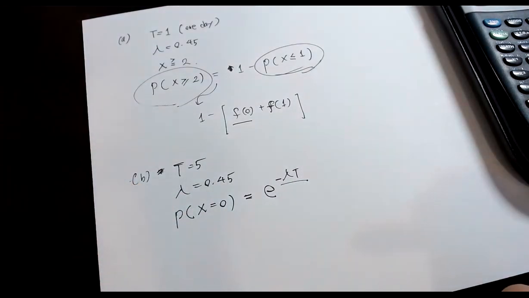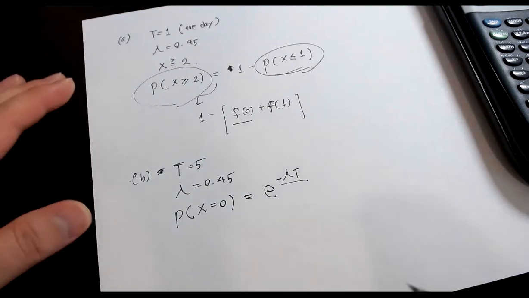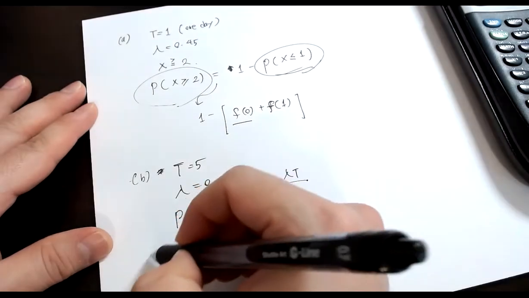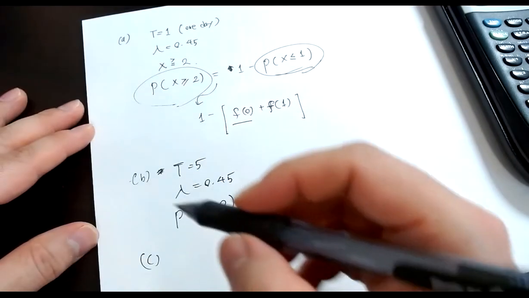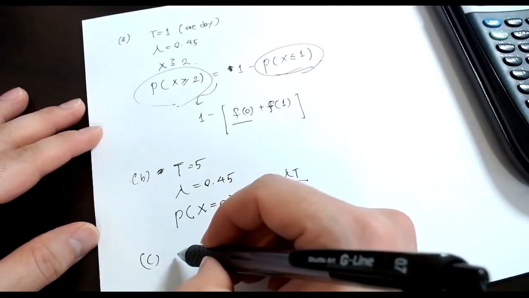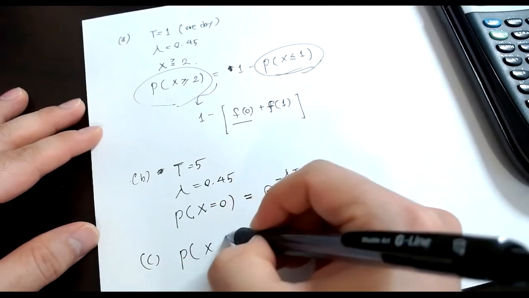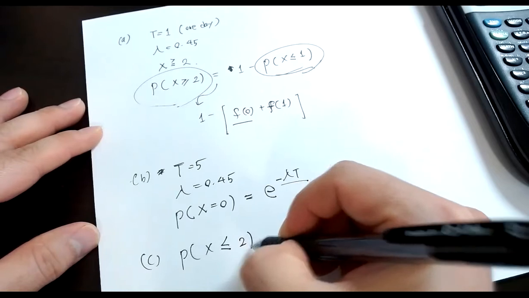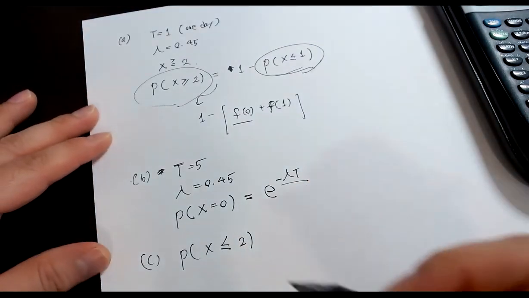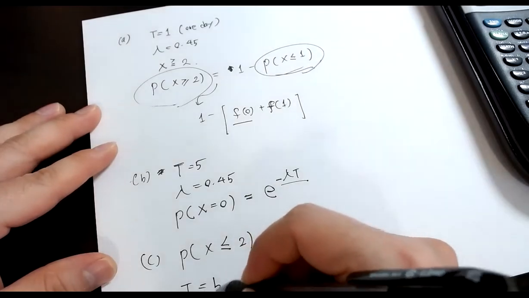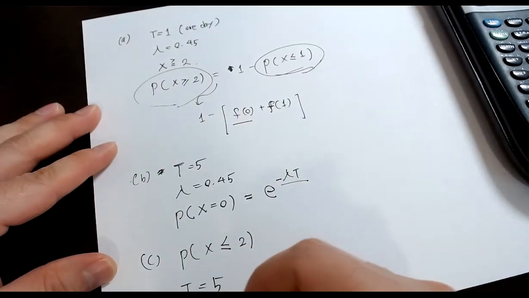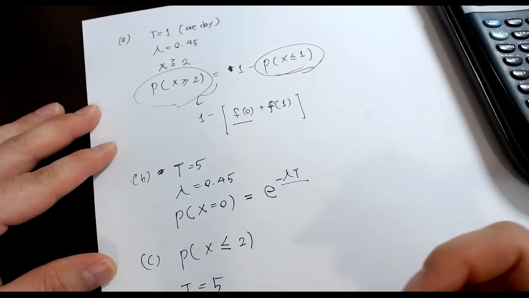Then problem C: what is the probability of 2 or fewer changes in 5 days? This is going to be a cumulative mass function, so we need the probability that x is less than or equal to 2. We need to figure out t. In 5 days, t must be 5, and lambda is 0.45 per day.